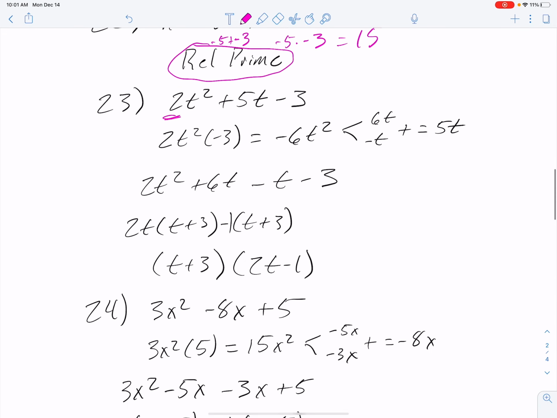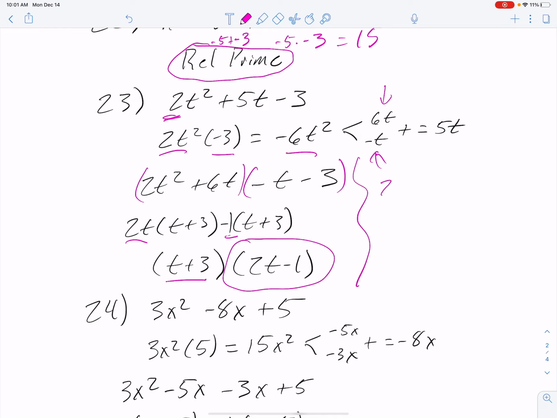23, our lead coefficient isn't 1, so I need to use the longer method. I multiply my first term times my last term, I get negative 6t squared. So I need to figure out what adds to be 5t but multiplies to be negative 6t squared, and that would be positive 6t and negative t. I set up my new function, splitting my middle term. I factor by grouping the first two terms and the last two terms. I can take a 2t out of the first two terms, a negative 1 out of the last two terms, so I factor out my matching group and write what is left over.